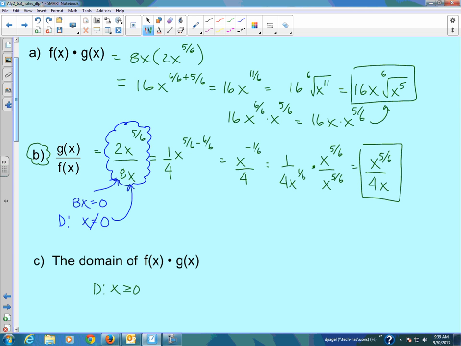We go back and look at the result that we get when we divide them, and we notice that the same thing happens. X cannot equal 0 here. If it did, I'd have an undefined value, and that doesn't work. But up in the top, we've got an even-rooted function, which means it can't be negative, so x would have to be greater than or equal to 0.